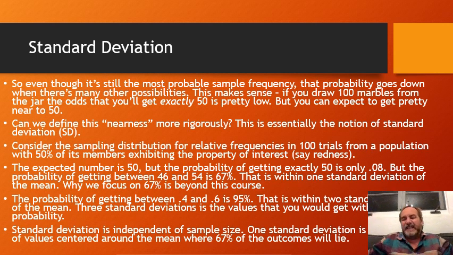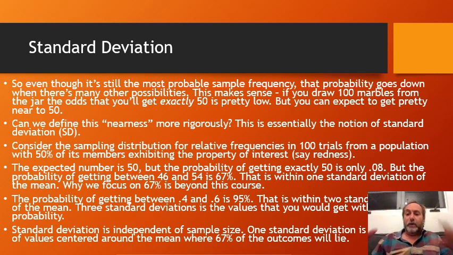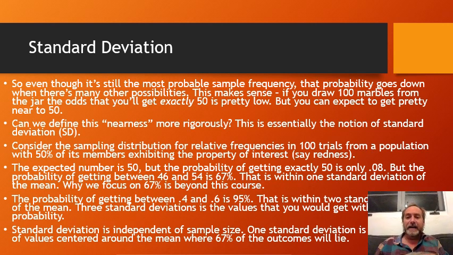Not exactly a 1 in 100 shot, we're dealing with relative frequencies. But at any rate, the odds that you'll get exactly 50 out of 100 are getting pretty low as the sample gets larger. But you can expect that you're likely to get pretty close to that. So what does it mean to say it's pretty likely that I'll get close to 50 if I'm sampling 100, or close to 150 if I'm sampling 300? What does this pretty-close intuition mean? Is there a more rigorous way to define that? And that essentially is the notion of standard deviation.